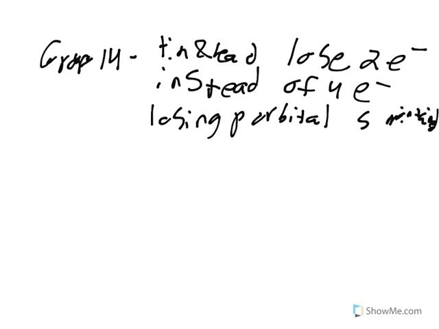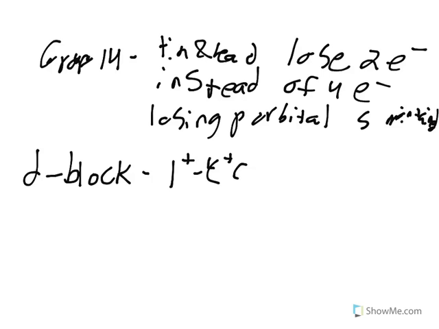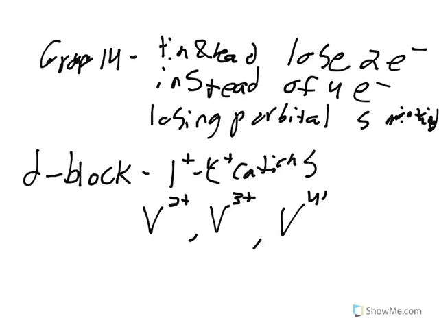Another exception, not really an exception, but d block elements have their own special behaviors, and they can form 1 to 4 plus cations, some having multiple potential cations. So some elements can form more than one different ion. Example, vanadium, abbreviated V, can have a 2 plus, 3 plus, and 4 plus possible charge for its monatomic ion.